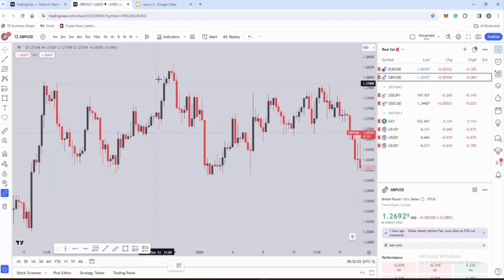So here we'll mark out the key swing, the top swing, and then we have the smaller swing here and the smaller swing here. Just copy and paste it. Same over here, smaller swing. Smaller swing.